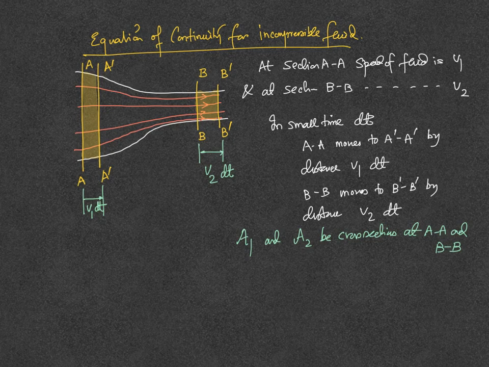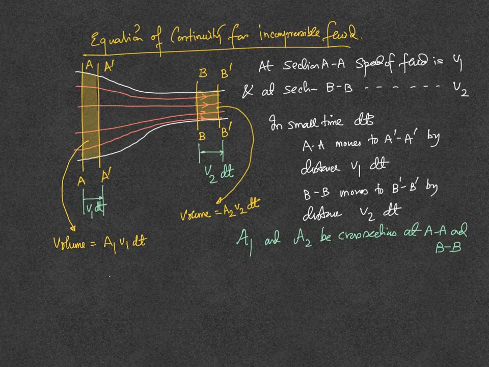This shaded volume is equal to A1 V1 dt, while that shaded volume to the right side is equal to A2 V2 times dt, right? So cross section into distance is the volume flow. The volume inflow and the volume outflow have to be the same because the fluid is incompressible, right?